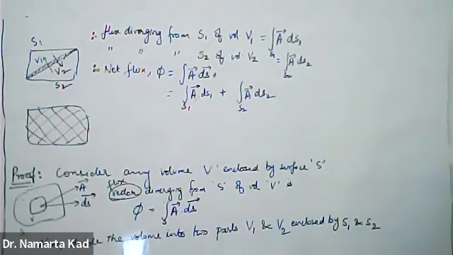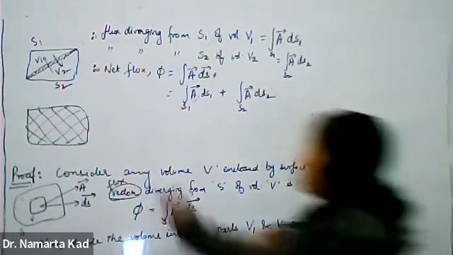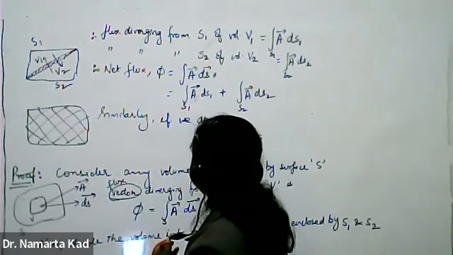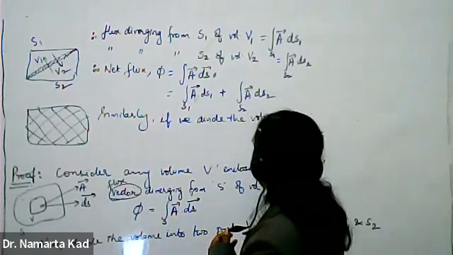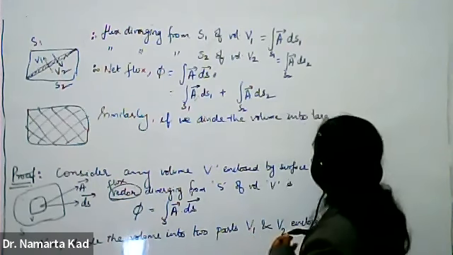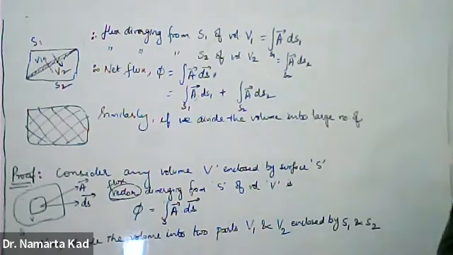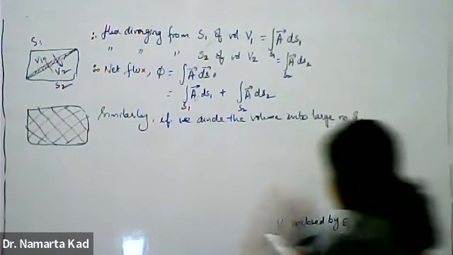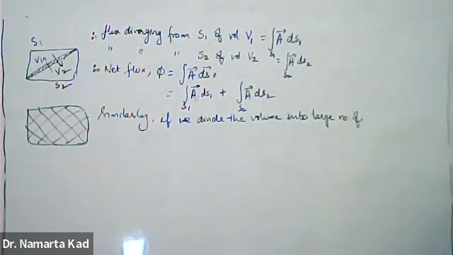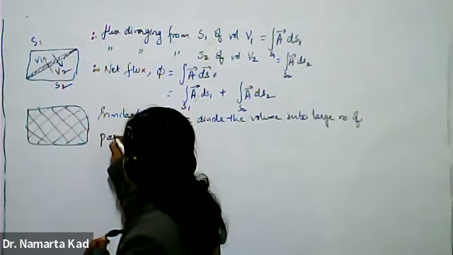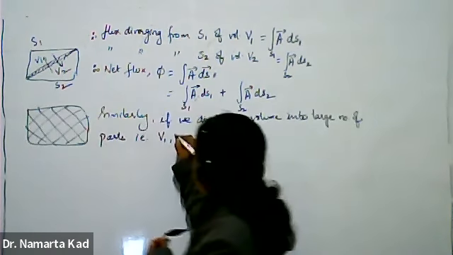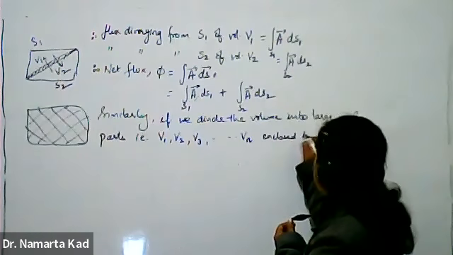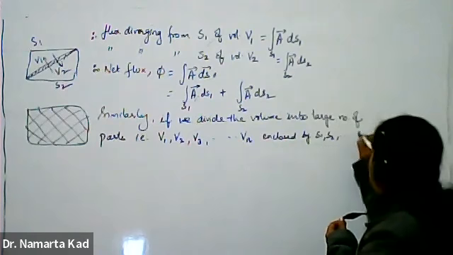So simply write it down like: now similarly, if we divide the volume into a large number of parts, that is V1, V2, V3 up to Vn, enclosed by S1, S2 up to Sn.